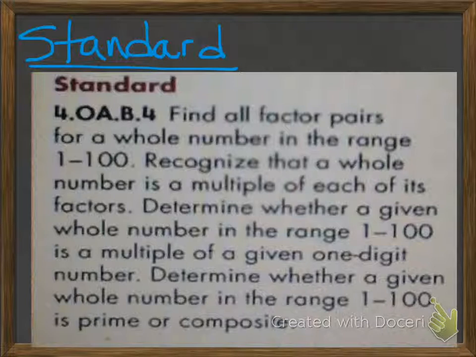Our standard is to find all factor pairs for a whole number in the range of 1 to 100, and recognize that a whole number is a multiple of each of its factors, and determine whether a given whole number in the range of 1 to 100 is a multiple of a given one-digit number, and determine whether a given whole number in the range of 1 to 100 is prime or composite.